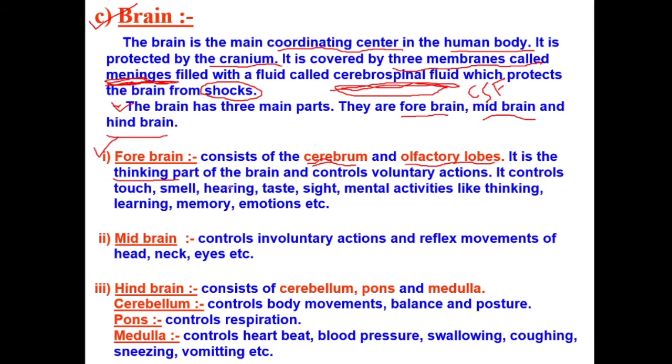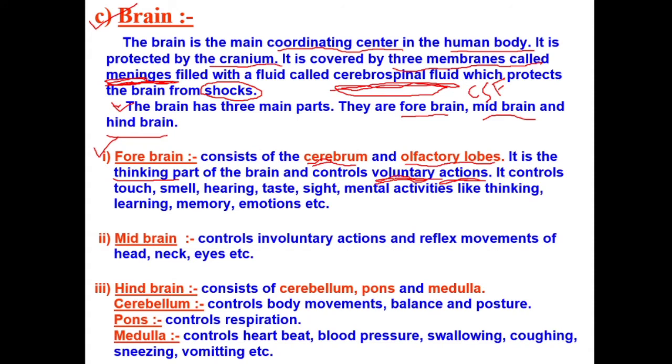And also it controls the voluntary actions. Voluntary action means your willing actions. Suppose you want to clap, the clapping. You want to shout, the shouting. You want to talk, the talking. All these are voluntary actions which you are doing by your conscious will. That is called voluntary action. That is controlled by forebrain.